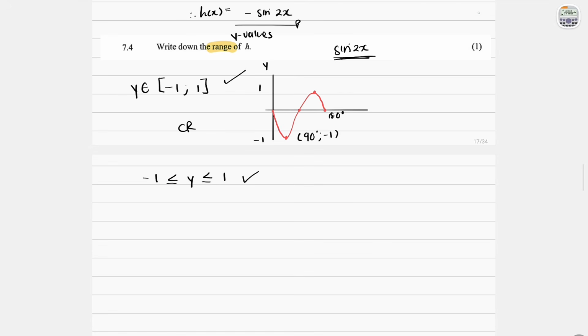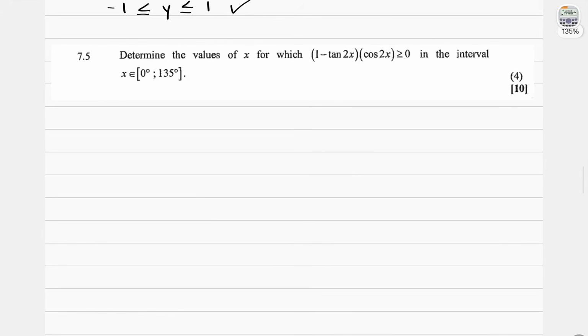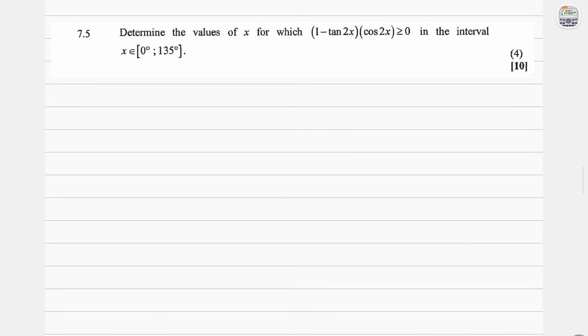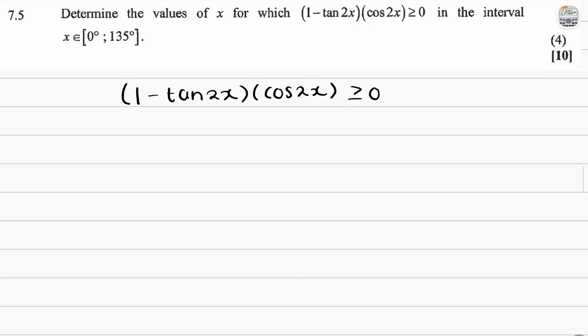Moving on to the next question. Then the last question, question 7.5, says, determine the values of x for which, and they say 1 minus tan 2x multiplied by cos 2x is greater than or equal to 0. Now, when you look at this, it looks like at first, they never really ask questions with inequalities, okay, when you have trig functions. And another thing you need to take note of is, this is the last question.